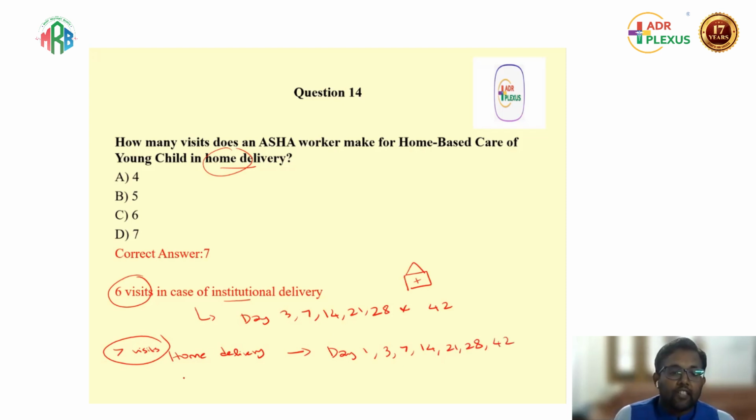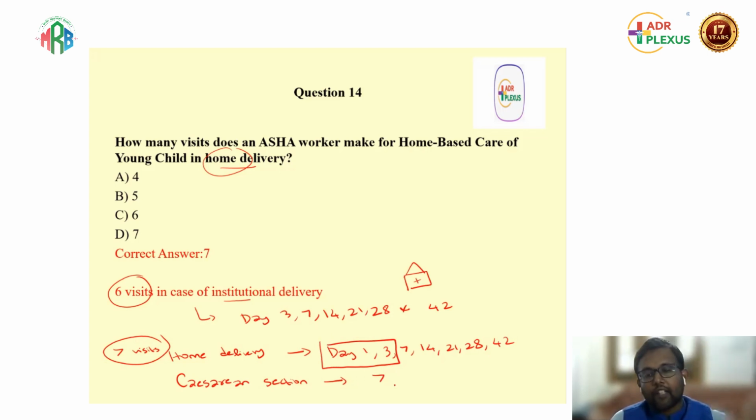And in case of a cesarean section, the mother will already be in the hospital for around 5 days. Only on the 5th day will she be discharged. So the visits are 7, 14, 21, 28, 42. It is only 5 visits.